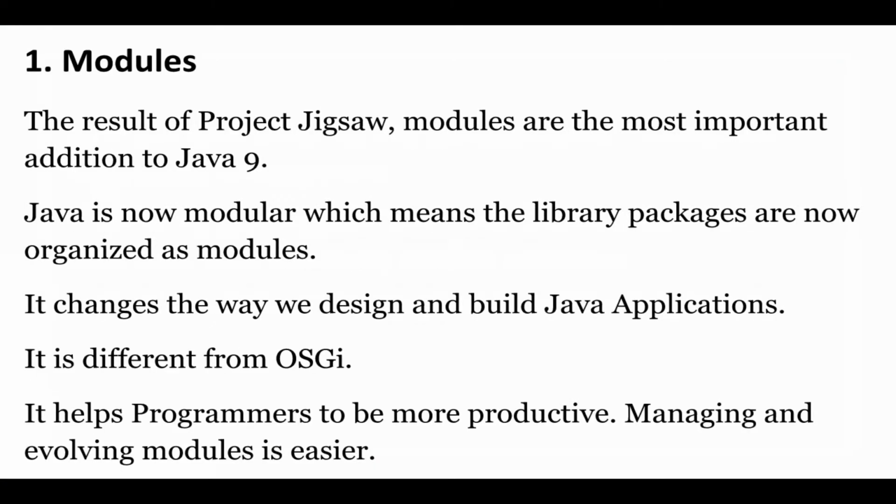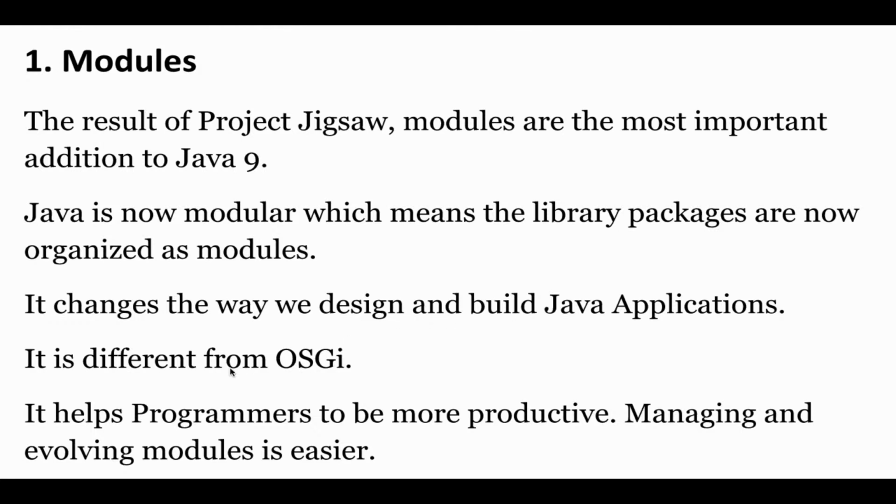So the first one is the modules. It's the result of Project Jigsaw, and modules are the most important addition to Java 9. So Java is now modular, which means the library packages are now organized as modules. It changes the way we design and build applications. So now you can build applications by dividing your application into modules, which are easier to maintain and evolve.